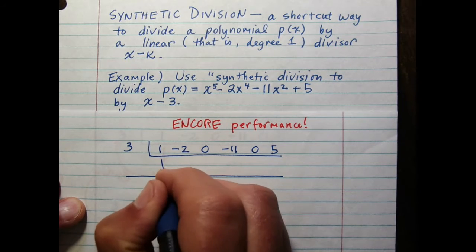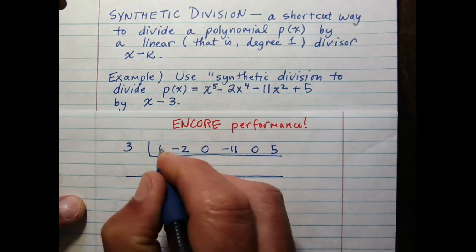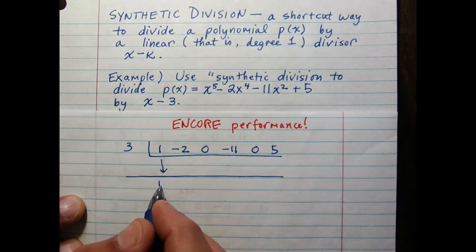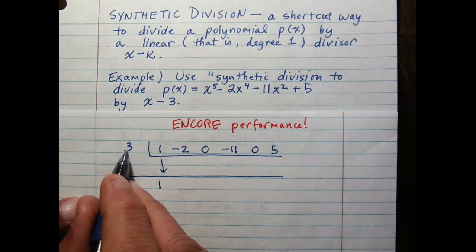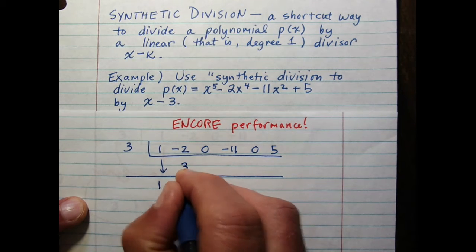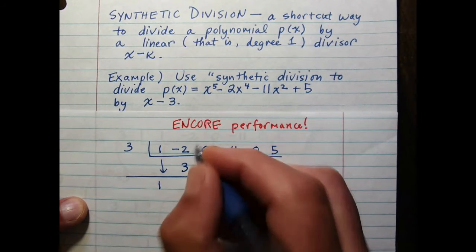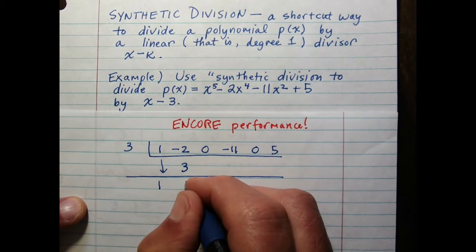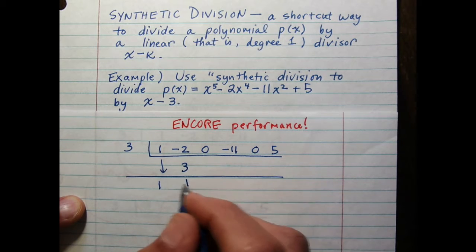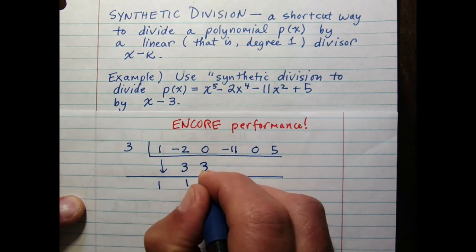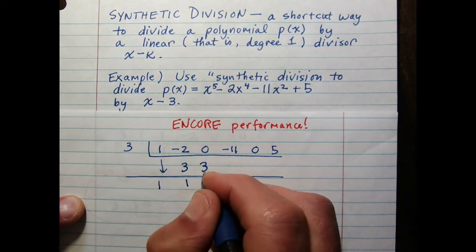I bring down the first coefficient. I never do anything but bring down the first coefficient. Then I multiply what I have here times the 3 in front. 1 times 3 is 3. I write that in this next space. Then I add these two entries. Negative 2 plus 3 is 1. I multiply 1 times 3. I write the result here, and I add these two entries.